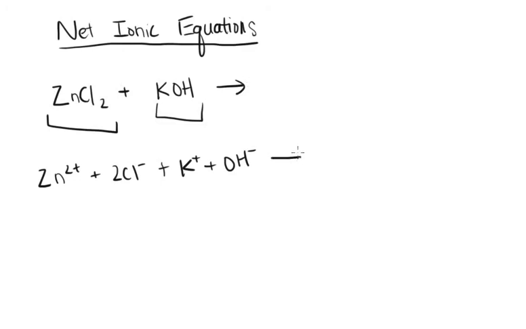Now we have to be able to determine what the products are. This is just a simple double replacement reaction. So we get zinc hydroxide, and now we should balance this.